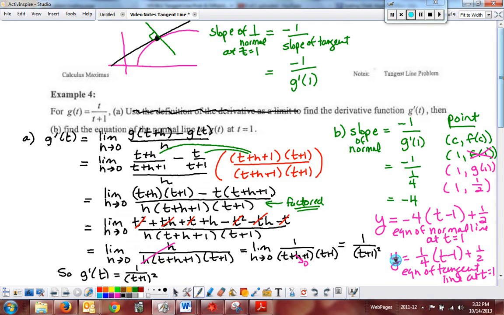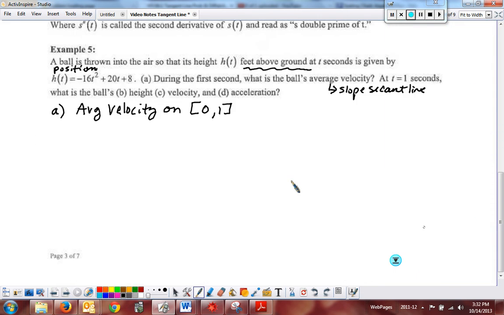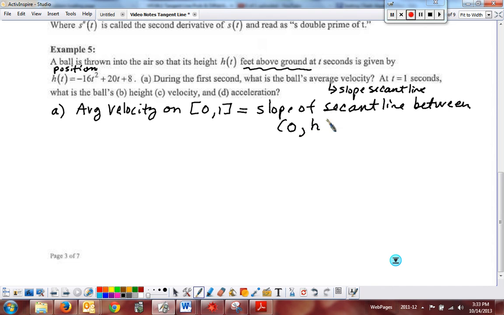So, find where I am here. What I basically am going to do is find 2 points, because I know that this is the slope of the secant line between the 2 points, between the x value or t value of 0, and I need to calculate h of 0, and between the point 1, h of 1.